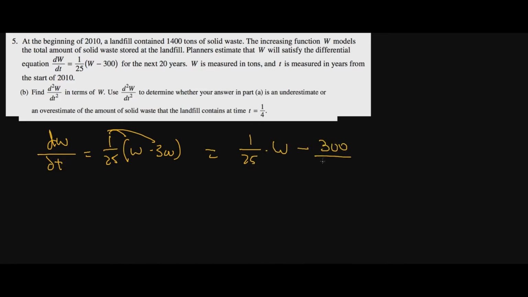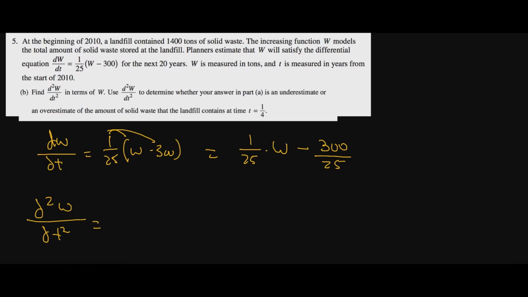We're taking the second derivative. dW/dt is equal to 1 over 25 times (w minus 300). As you guys know, whenever I see a number and I need to take a derivative, I'm going to just distribute it real quick. I'll get 1 over 25 times w, and this is minus 300 divided by 25, right? Basically, 1 times 300 is 300 divided by 25. And honestly, I don't even care what that is, because I'm going to take the second derivative.